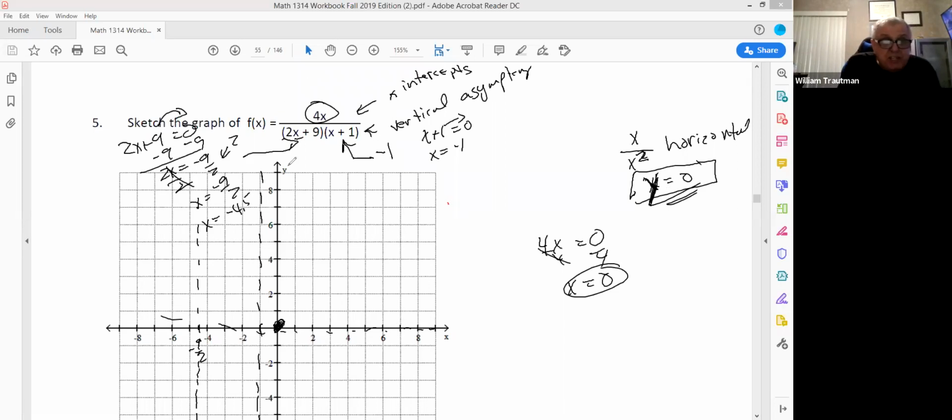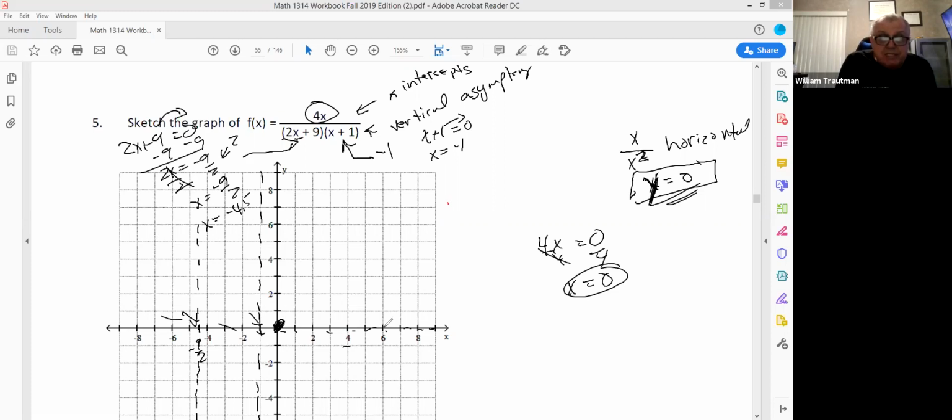It says graph these now. So, if I was doing a multiple choice test, I'd look to see that I have 2 vertical asymptotes, one at -4.5 and one at -1. And then we want to look at the rest of the graph. I would plug some test points in.